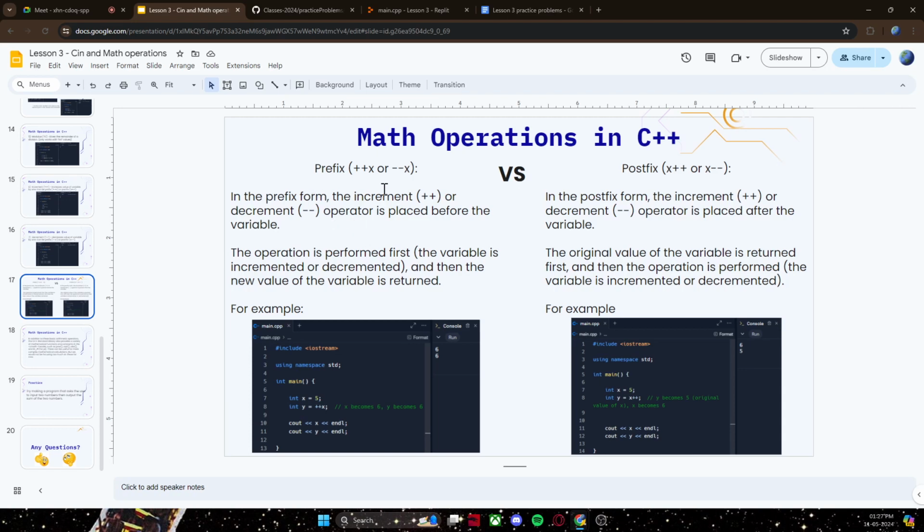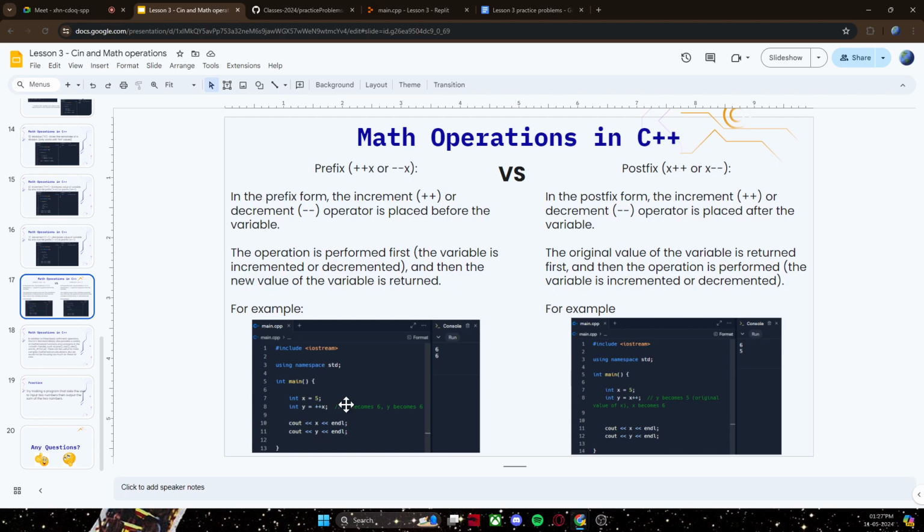So prefix for increment or decrement is when the operator is placed before the variable, and postfix is when it's placed after, which you guys probably already figured out. But the main difference is for prefix, the operation is performed first. So the variable is incremented or decremented first, and then the new value of the variable is returned.